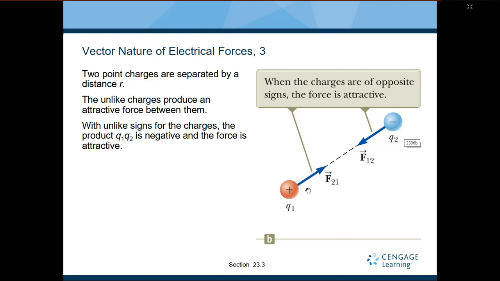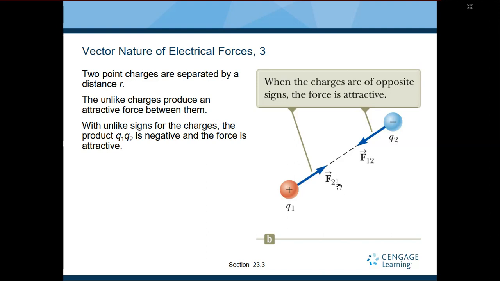So let's consider this Q1. It experiences an attractive force due to the presence of Q2. Tama, no? Because they are unlike charges. So ma-attract si Q1 papunta kay Q2. That's why we can denote it as F21. F21. So again, pansinin niyo ulit yung subscript.